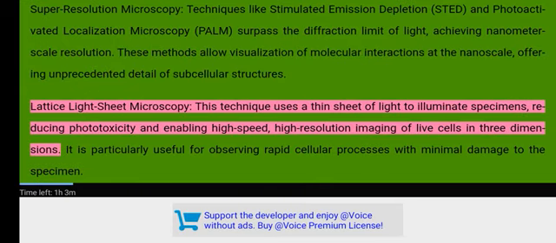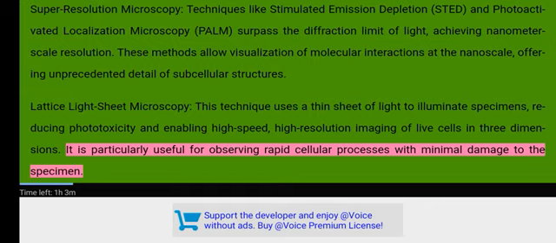Lattice light sheet microscopy. This technique uses a thin sheet of light to illuminate specimens, reducing phototoxicity and enabling high-speed, high-resolution imaging of live cells in 3 dimensions. It is particularly useful for observing rapid cellular processes with minimal damage to the specimen.